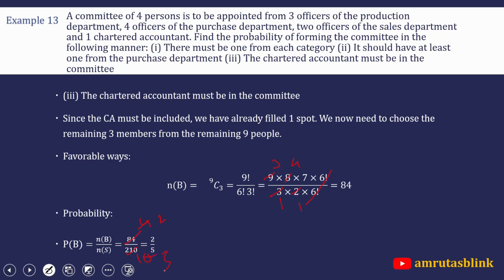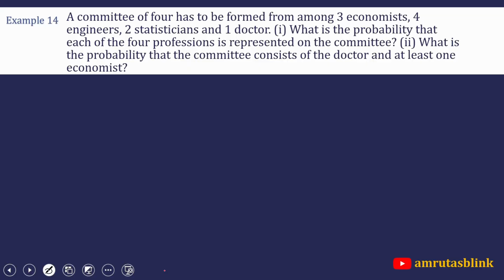Let's move to example number 14. It is again similar problem. A committee of 4 is to be formed from among 3 economists, 4 engineers, 2 statisticians and 1 doctor. What is the probability that each of the 4 professionals is represented on the committee? What is the probability that the committee consists of the doctor and at least 1 economist? So let's solve this one.